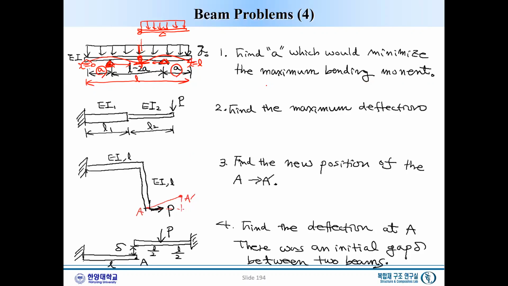But anyhow, I would like you to think and imagine, to try to solve it yourself, and we will discuss tomorrow in class.